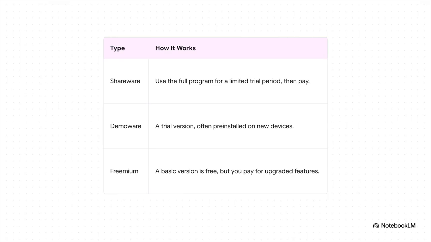Of course, developers want you to test drive their stuff before you buy it. And they've got a few popular ways to do that. There's shareware, where you get the full-featured program, but only for a limited trial period. Then there's demoware, that's usually a more basic version. You often find it pre-installed on a new computer.